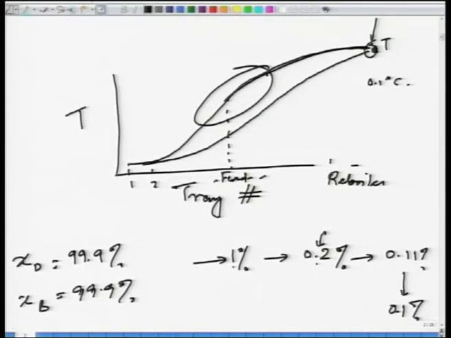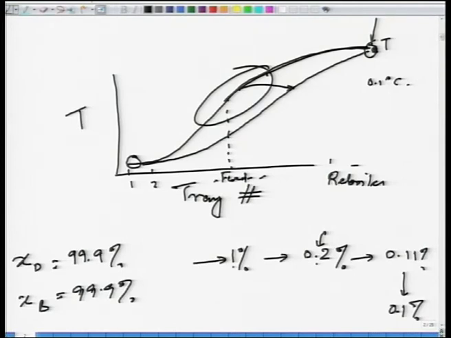Well, all hell has broken loose. Your whole temperature profile has gone from here to here, the separation has changed dramatically. Yet if you are trying to control this tray temperature, or alternatively by the same logic this tray temperature, one would be led to believe everything is all right. Please note, everything is not all right.